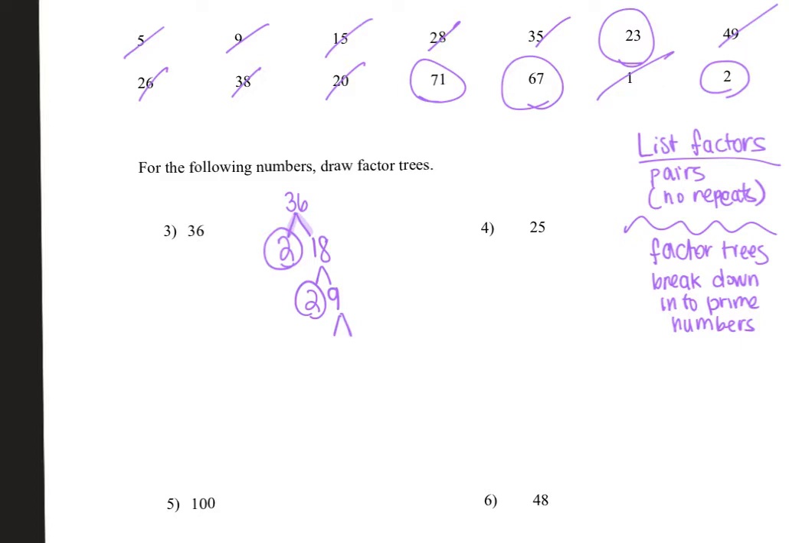9 isn't even, so I can't use 2 again. I have to use another number where it's divisible. So again, I say 3 and 3, and the 3s are both prime. Okay, so this is my factor tree, and I'm done. 2, 2, 3, 3. You're done when all of your branches, basically when you have circles at the end of all your branches. You cannot end until you have a prime number at the end of all your branches.